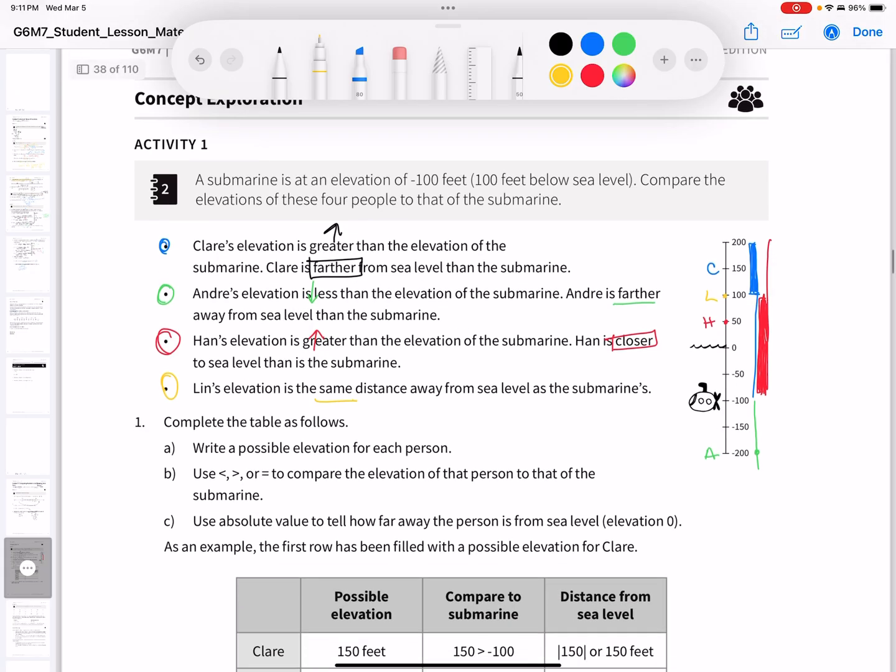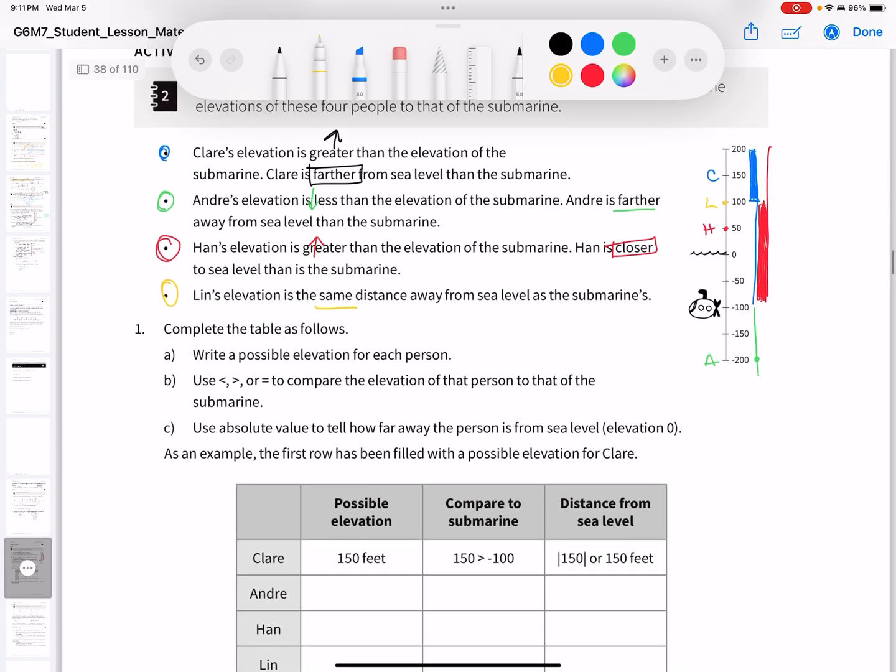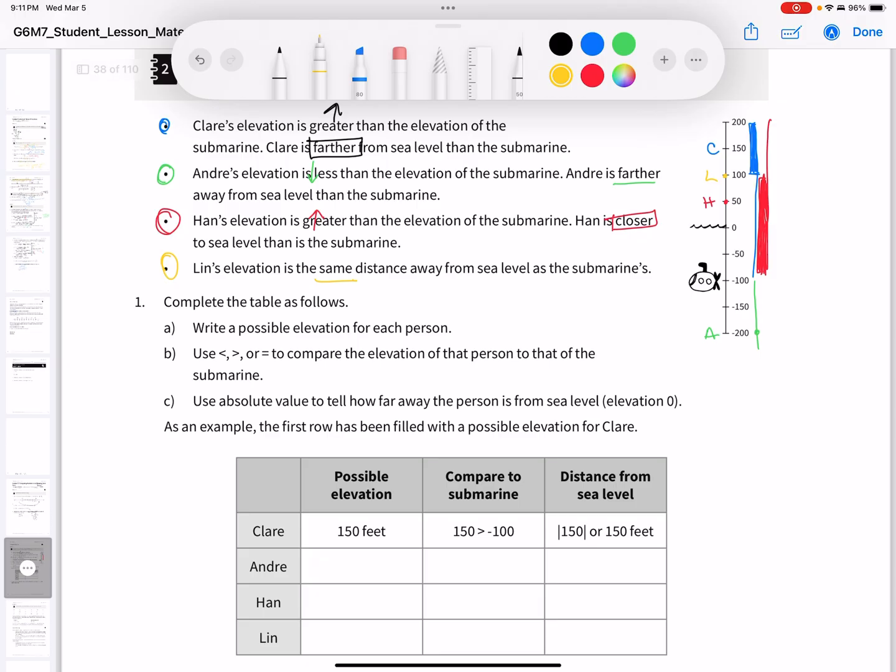Complete the table as follows. Write the possible elevation for each person. Use less than, greater than, or equal to compare the elevation of that person to that of the submarine. Use absolute value to tell how far away the person is from sea level, elevation 0.